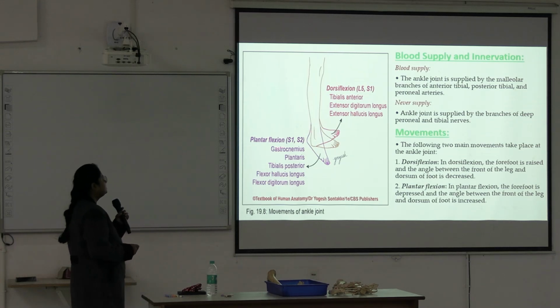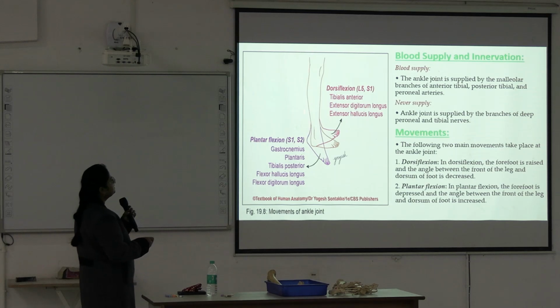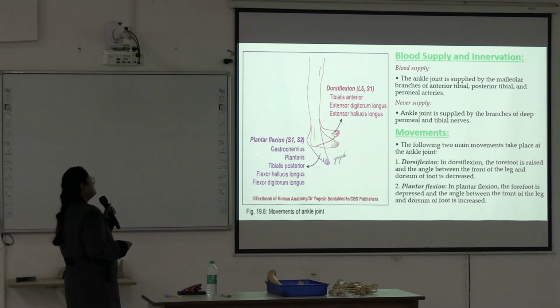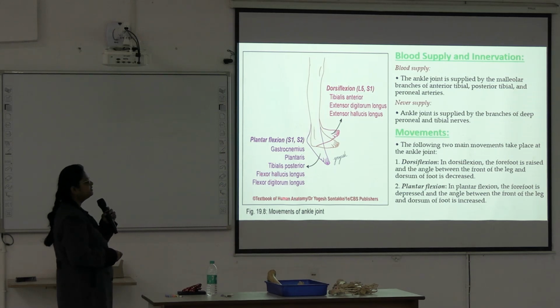Plantarflexion is done by gastrocnemius. These posterior compartment muscles do the plantarflexion: gastrocnemius, plantaris, tibialis posterior, flexor hallucis longus and flexor digitorum longus. And this is the root value for plantarflexion, S1 and S2.